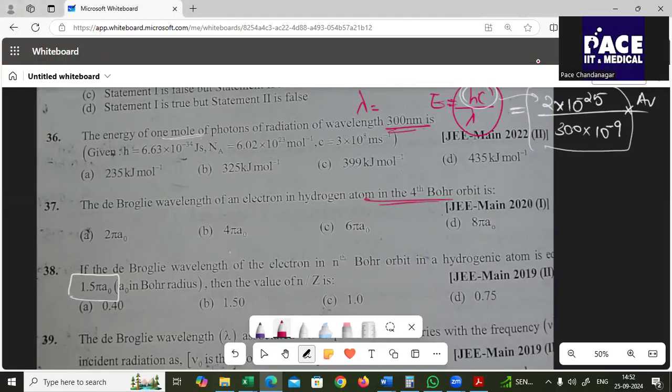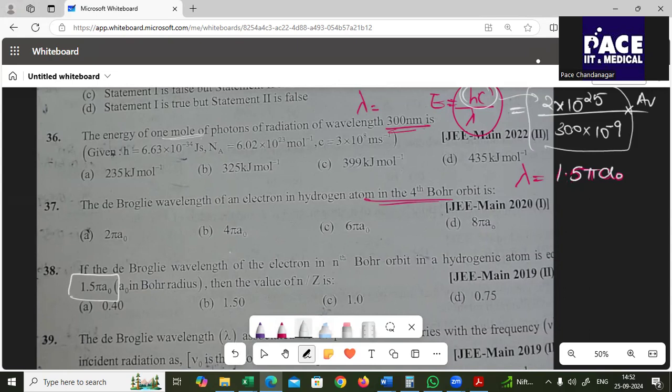So fourth Bohr's orbit, no, sorry, we are on 38th, right? So you are given here the de Broglie wavelength, lambda is given by this. Lambda is given to you as 1.5 pi a naught. Yeah, 1.5 pi a naught.